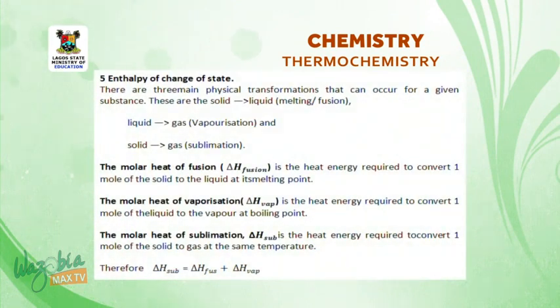Number 5, enthalpy of change of state. Now, there are 3 main physical transformations that can occur for a given substance. These are solid to liquid, which is melting or fusion, liquid to gas, vaporization, solid to gas, sublimation. The molar heat of fusion is the heat energy required to convert 1 mole of the solid to the liquid at melting point, while molar heat of vaporization is the heat energy required to convert 1 mole of the liquid to the vapor at boiling point, while the molar heat of sublimation is the heat energy required to convert 1 mole of the solid to gas at the same temperature. Therefore, ΔH of sublimation is equal to ΔH of fusion plus ΔH of vaporization.